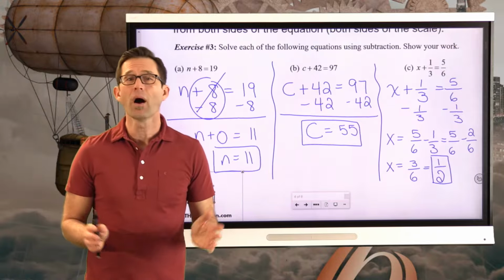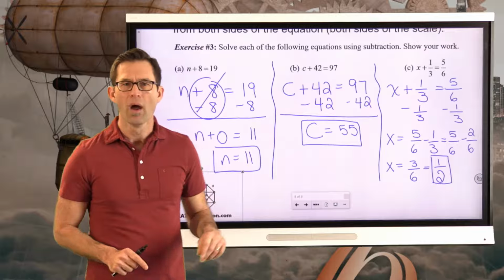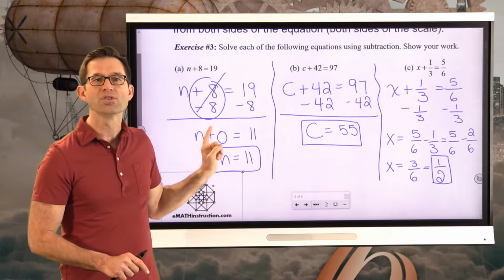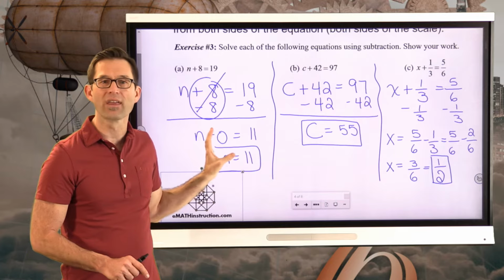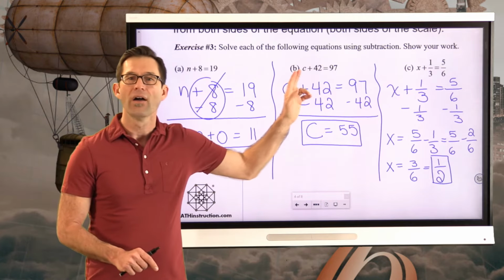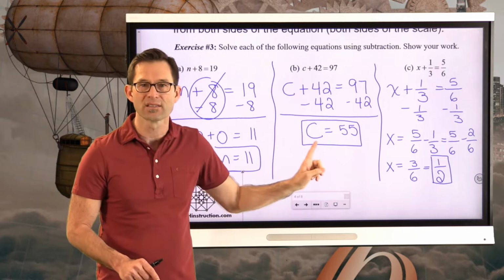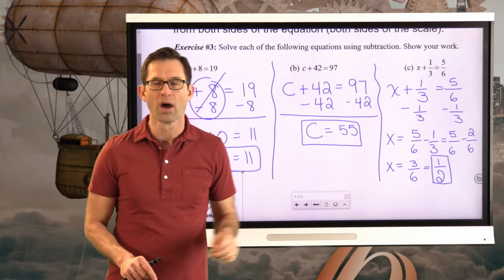Now again, keep in mind that every time, I should be looking at this thing and saying, well, I've added 8 to n, so I'm going to subtract 8 in order to get n all by itself. I've added 42 to c, so I'm going to subtract 42 from both sides to get c all by itself, and with this obnoxious fraction.